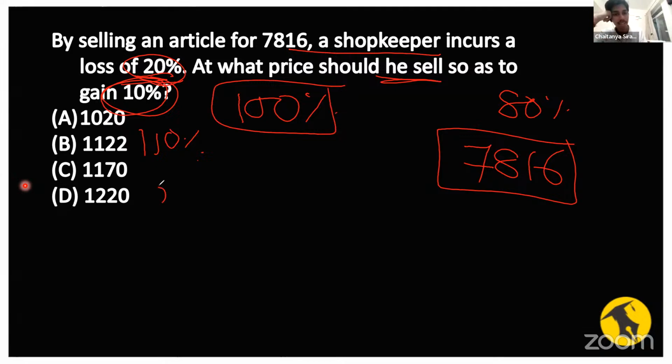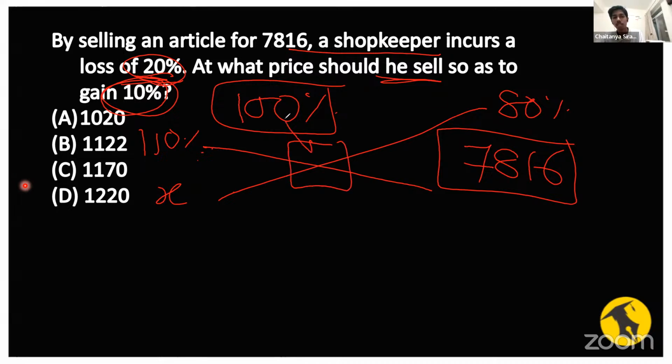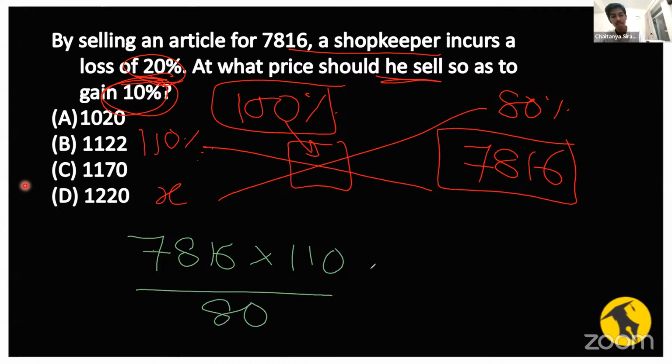So I can call it X and do a cross multiplication. So I can multiply 7816 with 110 and X into 80. Did you get this logic? Or there can be one intermediate step. You first find the value which is 100%, and then you add 10% of it. I'll do it by cross multiplication, just to give a different flavor. So this should be 7816 into 110 upon 80 equal to X.